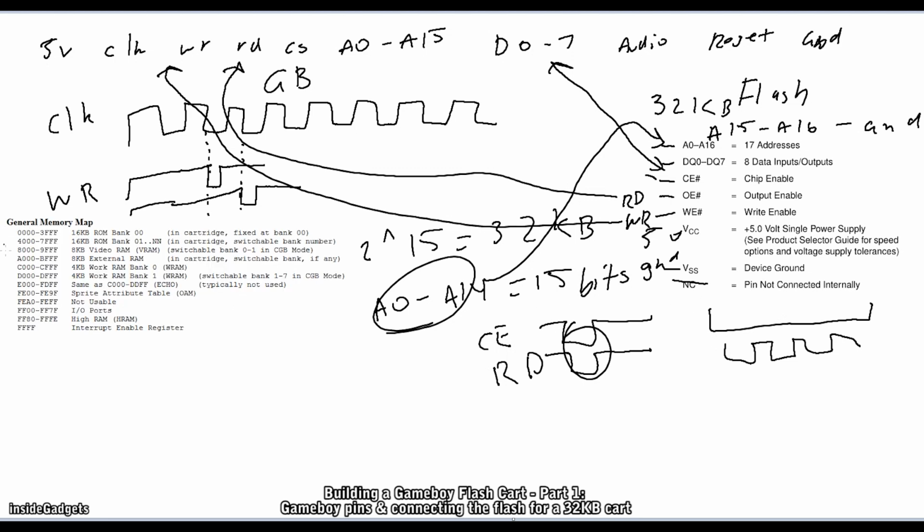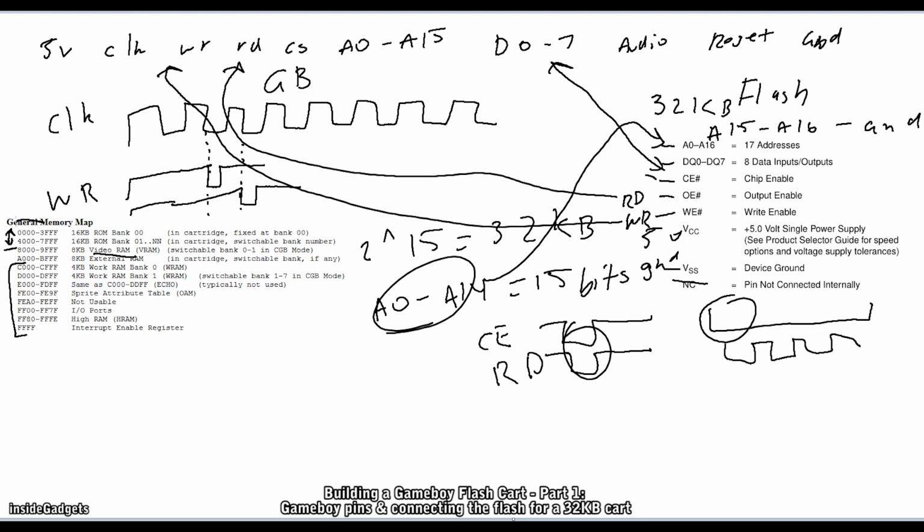So here's the Game Boy memory map. Our cartridge would be 32K, so it would take 0 to 7FFF, which is the hex for 32 kilobytes, and the Game Boy uses these addresses internally. If we were to have chip enable low permanently, if the Game Boy tried to read from the video RAM, our flash chip would respond instead of the video RAM.